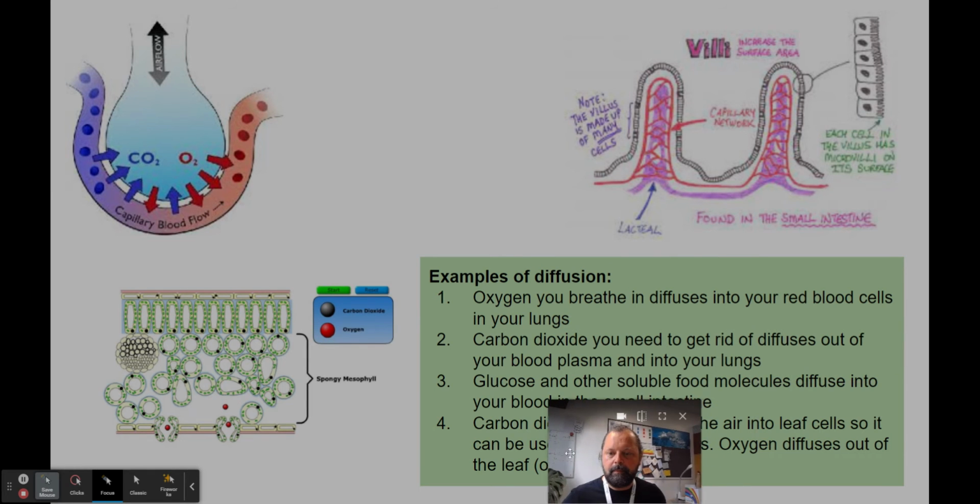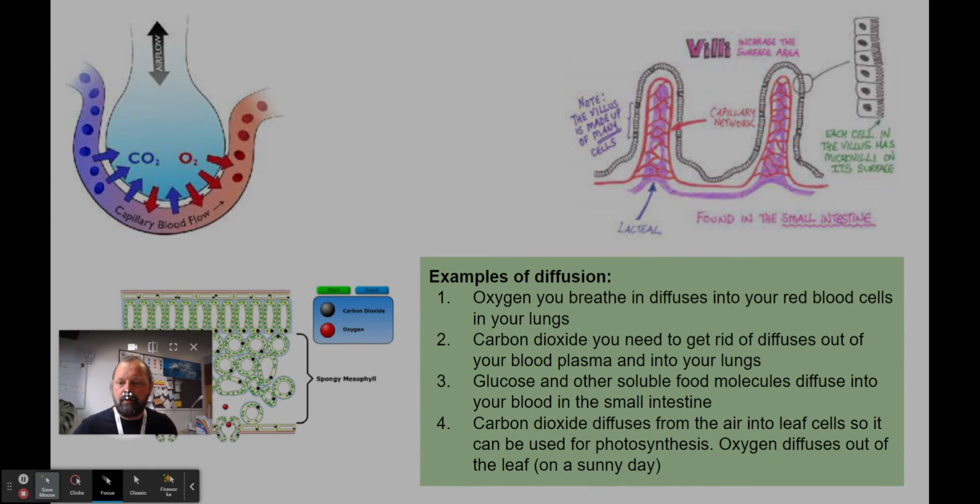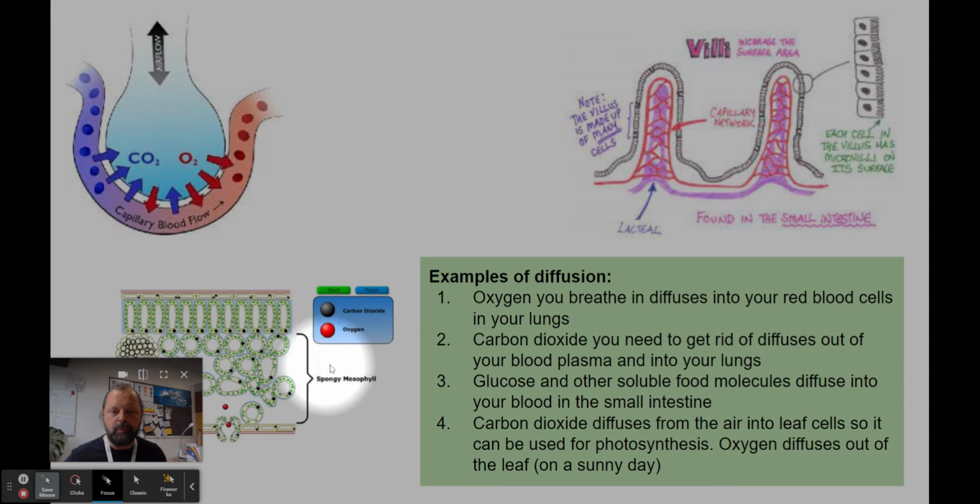To sum up, remember that diffusion is how particles move from more concentrated to less. Some examples: in your lungs, the oxygen you breathe in from the air will diffuse into your red blood cells in your lungs because there's a higher concentration in the air than there is in the blood that's coming back to your lungs. The opposite will happen to carbon dioxide. The carbon dioxide is at a higher concentration in your blood plasma, and it will diffuse out of your blood and into the alveoli so you can breathe out.